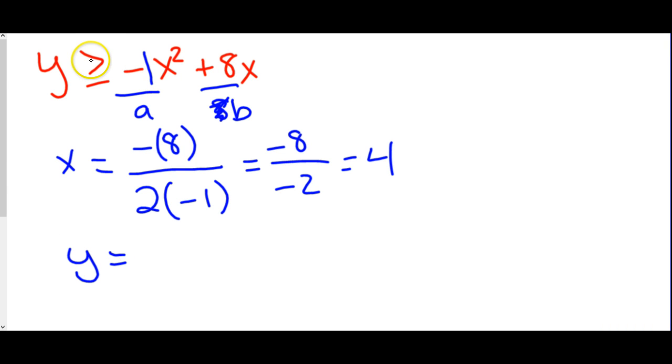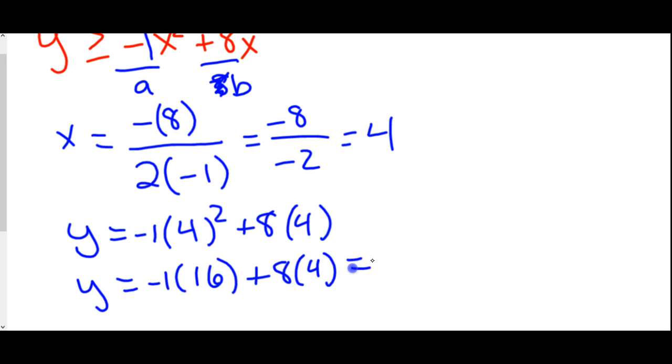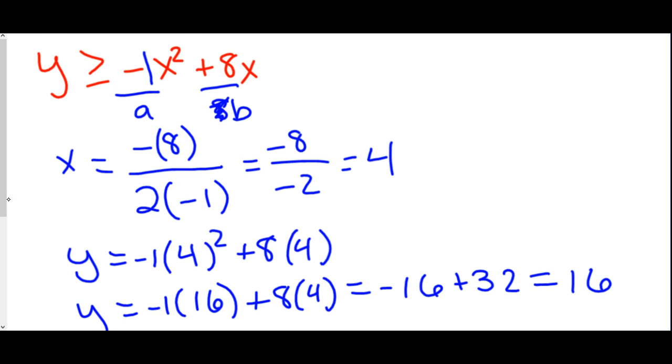Then we have to go and find our y-coordinate. Even though this is an inequality, we still replace every x value with a 4, the number we got for our x value. Now we simplify. We square first. 4 squared is 16. Then we multiply. -1 times 16 is -16. 8 times 4 is 32. -16 plus 32 is +16. So our vertex is 4, 16.